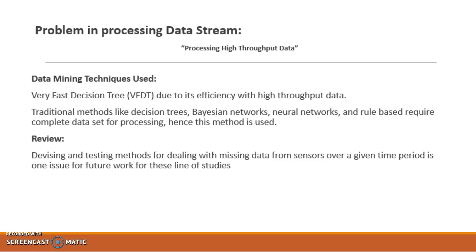The problem in this paper is processing high throughput data. Historical data and current data are given as an input to the applied algorithm for prediction. Several traditional methods like decision tree, Bayesian networks, neural networks, and rule-based require complete data and are inefficient in processing big data. Hence, very fast decision tree is used in this paper. If we have missing data and inappropriate data, the prediction result will get affected.